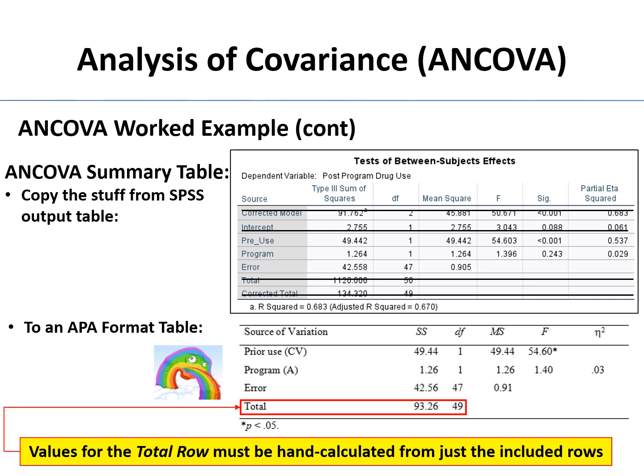However, the total row, you just have to sum the things above it. So there is no row that gives you that number that SPSS puts out. So you just sum 49.44, 1.26, and 42.56. Apparently that gets you 93.26. And if you sum those degrees of freedom, 1, 1, and 47, you get 49. So do note you do have to do that by hand. So that is ANCOVA.